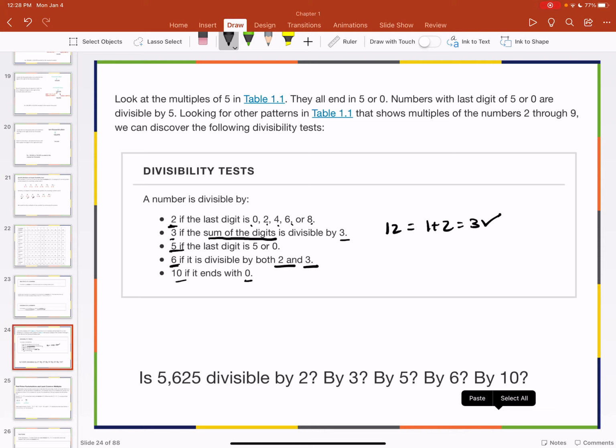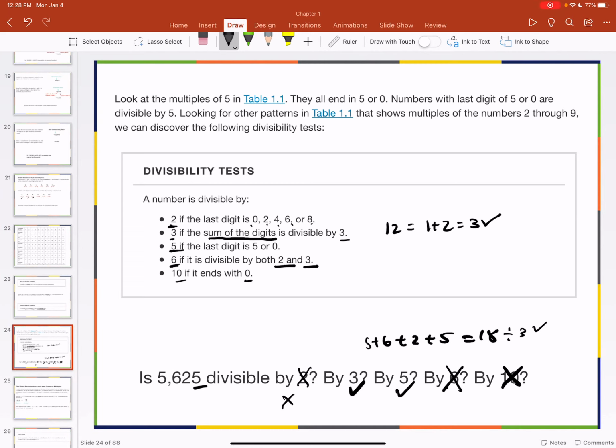So, question for you: is 5,625 divisible by 2? No, because it does not end with a 0. How about 3? Let's see, add it. If we add 5 plus 6 plus 2 plus 5, that would be 11 plus 2, 13 plus 5 is 18, which is divisible by 3. So yes. By 5, it ends with 5, so yes. By 6, no, because it's not divisible by 2. How about by 10? No, because it does not end in a 0. Okay, so this is divisible by 5 and 3. And it's really helpful because this leads us into factoring.